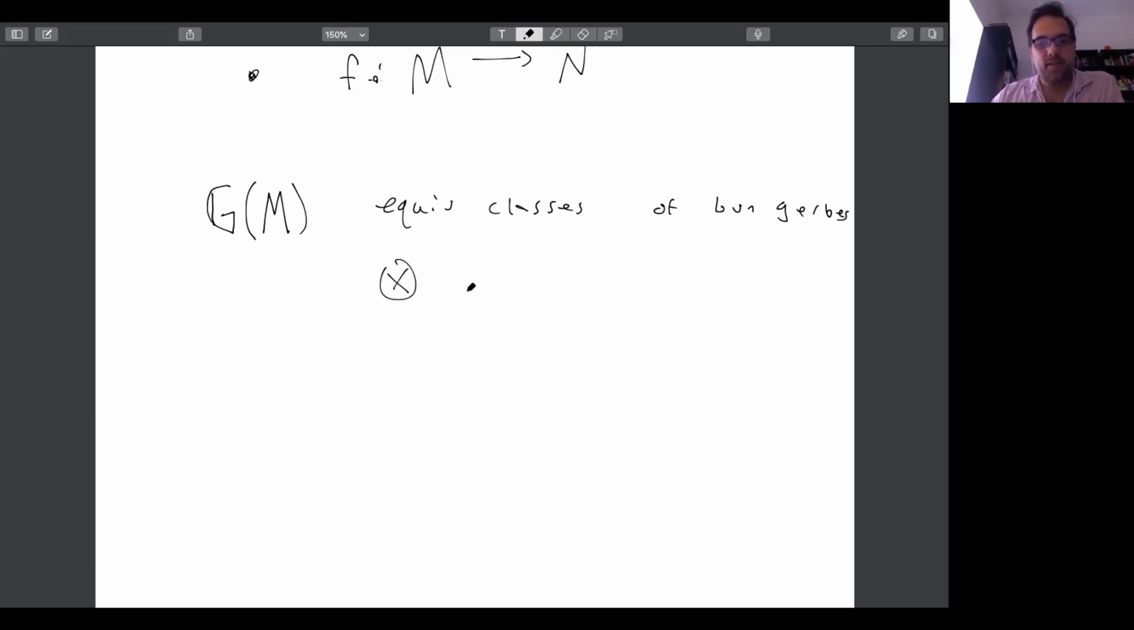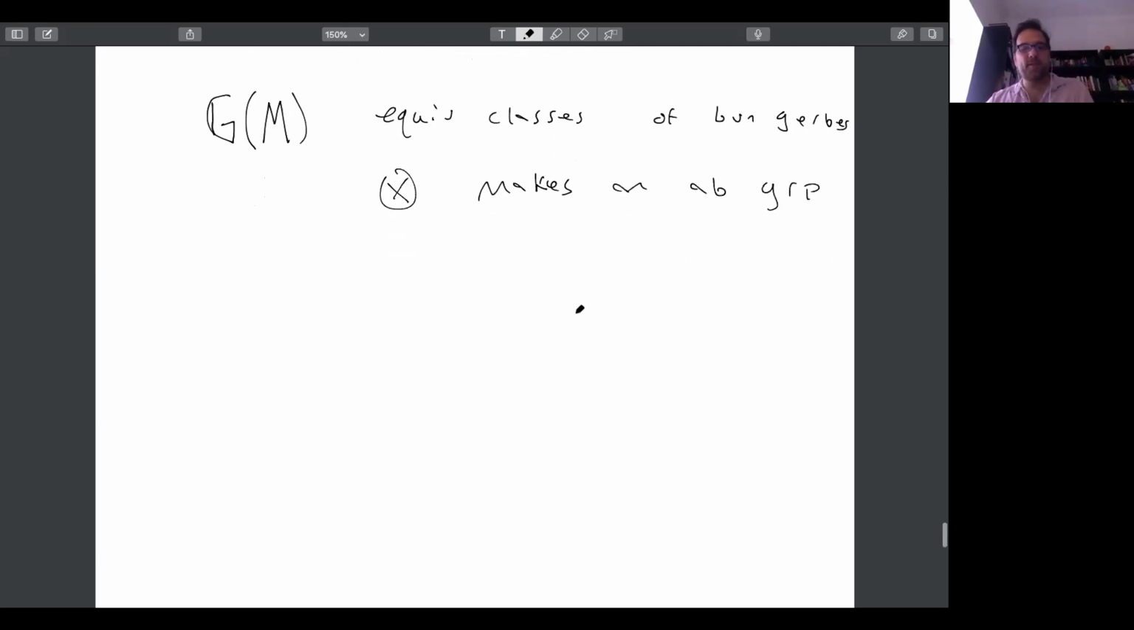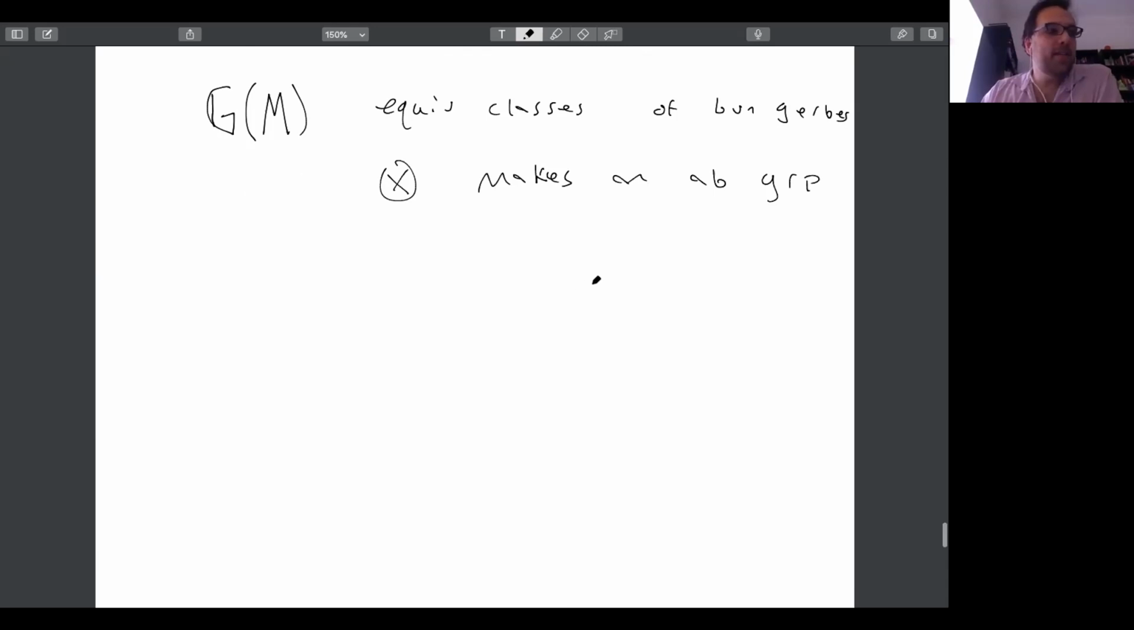Tensor makes this an abelian group with duals as inverses and these trivial bundle gerbes as the identity. And of course, we can also think about bundle gerbes with connection. So likewise, equivalence classes of bundle gerbes with connection, tensor makes it an abelian group.